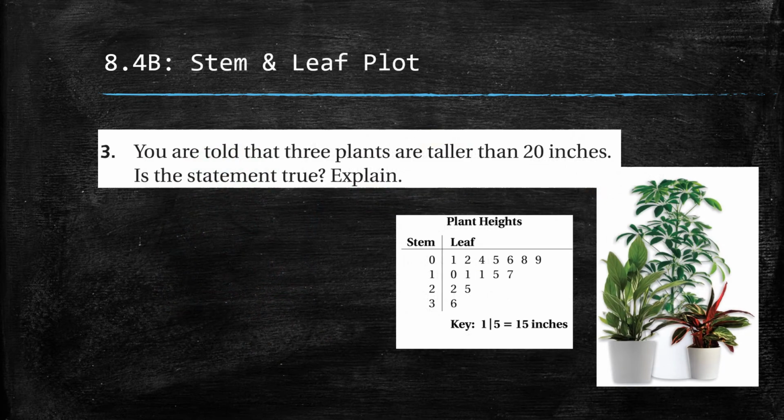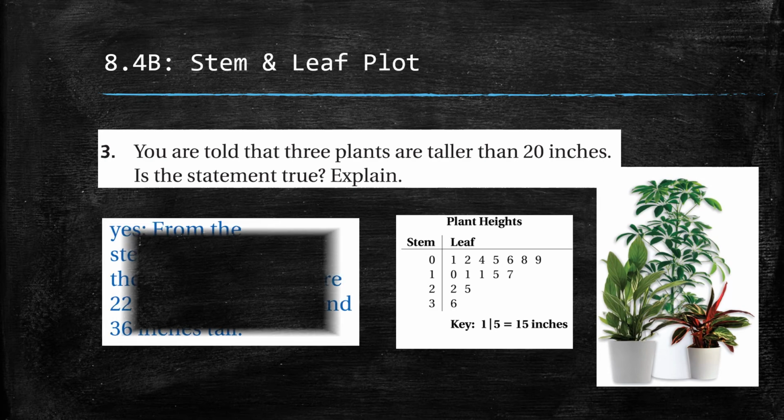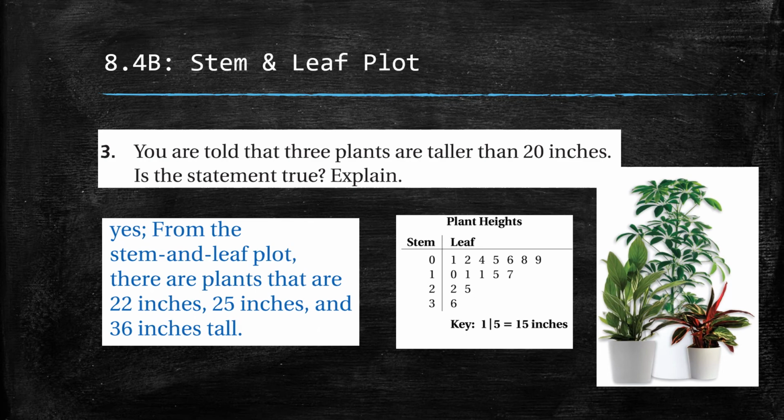Looking at our plant height stem and leaf plot, you are told that 3 plants are taller than 20 inches. Is that statement true? Well, what do you think? Hopefully, you are thinking yes. And that is because when you look over, I can see that I have 22, 25, and 36 represented in my stem and leaf plot, which is greater than 20.